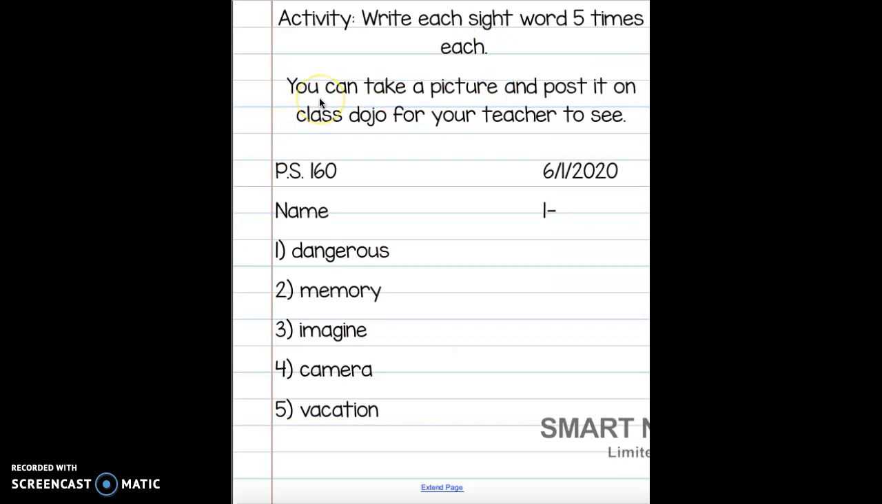Now what I would like you to do, I want you to take out your notebook or paper, and I want you to write these sight words 5 times each. And remember to practice these words throughout the week. Okay, go ahead.